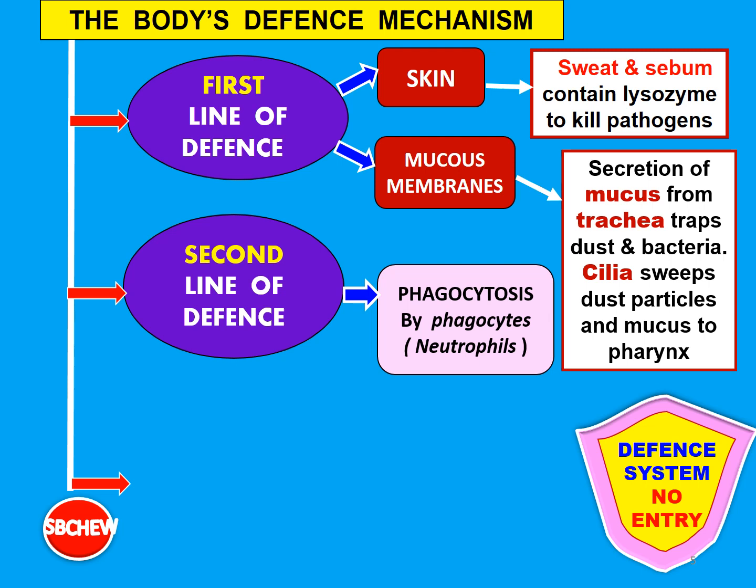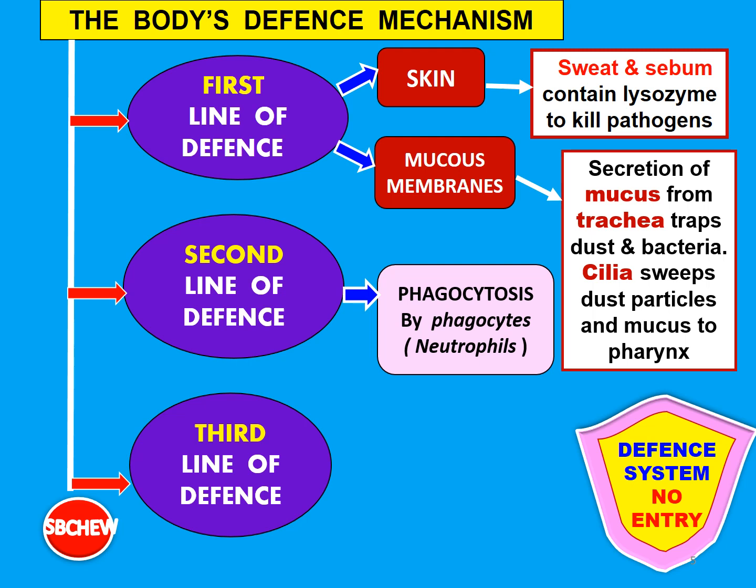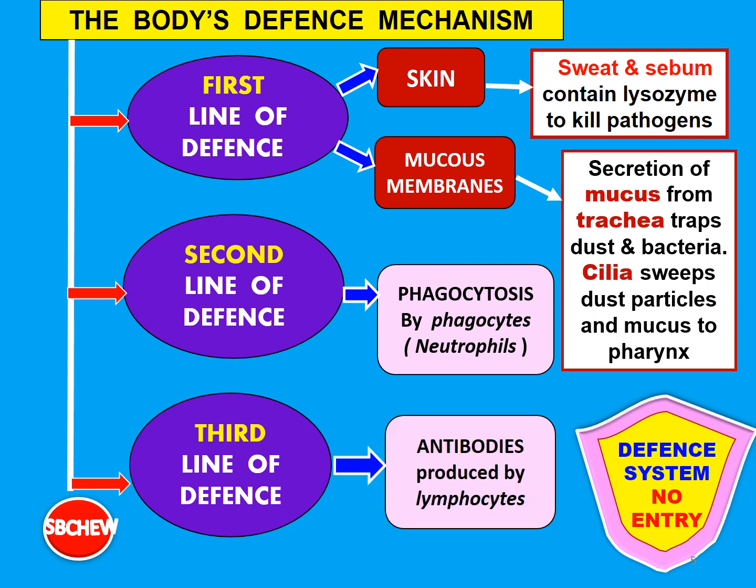Now, if the pathogens should be successful in overcoming the second line of defense and enter into the bloodstream, then it's red alert, and we need the third line of defense, the final line of defense, to kill or destroy them. So the third line of defense involves the immune system and the production of antibodies produced by white blood cells called lymphocytes.